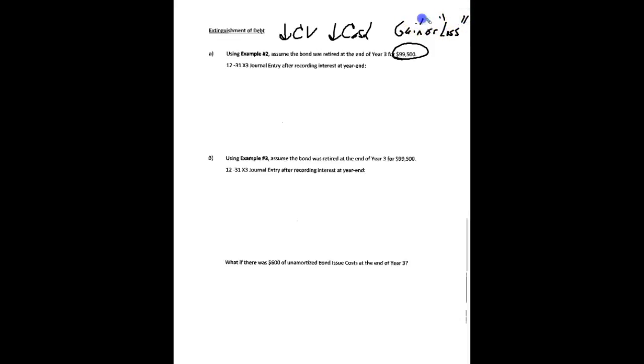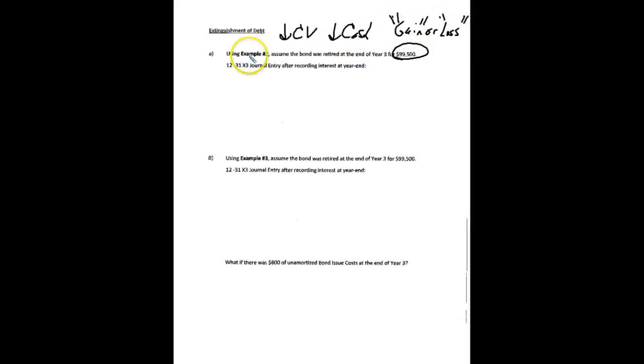That should sound a little bit familiar. Same thing if we sold property, plant, and equipment, right? We get rid of the book value of the property, plant, and equipment. Cash comes in instead of out, and the difference is a gain or loss. So the same thing here. We get rid of carrying value, record the cash, and the difference is a gain or loss.